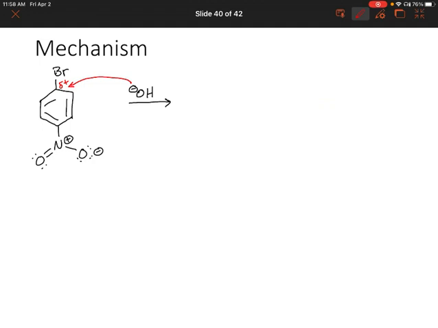Now, the leaving group doesn't leave right away like we would normally expect, right? This is actually going to cause the pi electrons next door to move over to a neighboring carbon. And this is going to create an intermediate where we have a negative charge on one of the benzene ring carbons. Of course, it's not really a benzene ring anymore, but you get the idea.